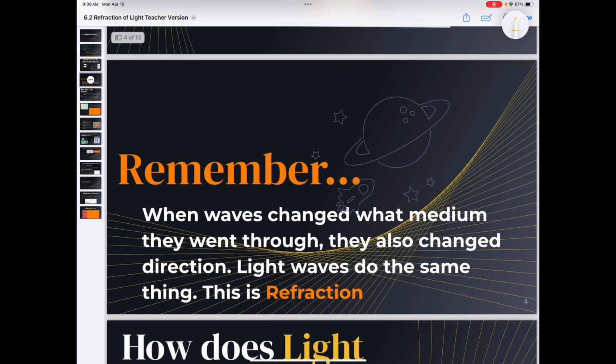Let's recap what it means for refraction to happen. When waves go through a medium, if that medium changes, it also changes the speed that the wave is going at. Since we have established that light waves are in fact waves, that means light waves can also go through refraction. If I change the medium that the light wave is traveling through, that will cause the light wave to bend in a predictable way. And so that's this idea of refraction.